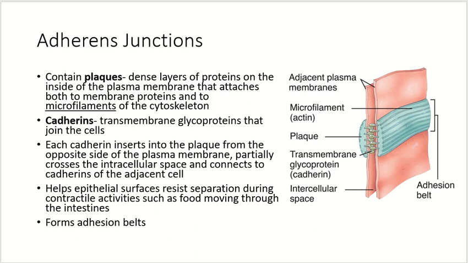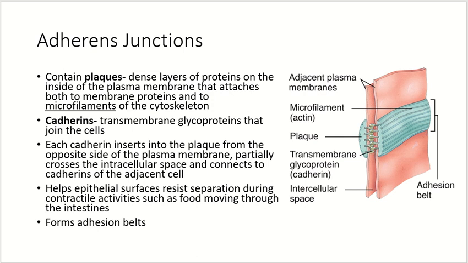We then have cadherin proteins, and these are transmembrane proteins that are responsible for joining these two cells together. They're kind of forming these linked proteins, essentially. Each cadherin protein is then going to insert into the plaque from the opposite side of that plasma membrane, so plaque is really serving as a good anchorage point. These cadherin proteins partially cross that intercellular space, and they connect and hook onto the cadherin proteins of the adjacent cell that are also anchored to the plaque on the other side.